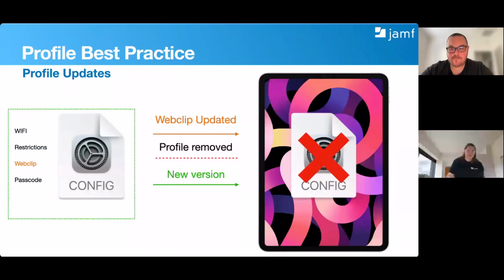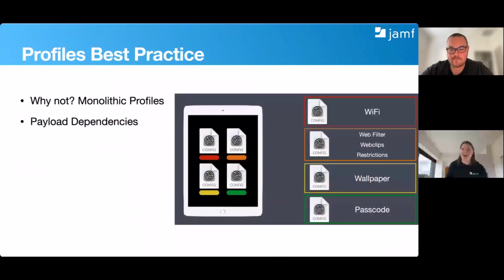So now, having said all that, there are times when you need to have multiple payloads in the one profile. In this example, we have our orange configuration profile created with the web filter, web clips, and restrictions. This might be done because we have some specific content filtering settings that we need to apply with our web clips, and perhaps we might want to set some specific restrictions around the use of the content in these web clips. In this scenario, we'll assume that there are dependencies between these three payloads. It makes sense to ensure that all the settings are applied at the same time.